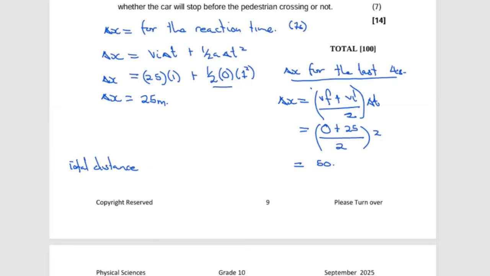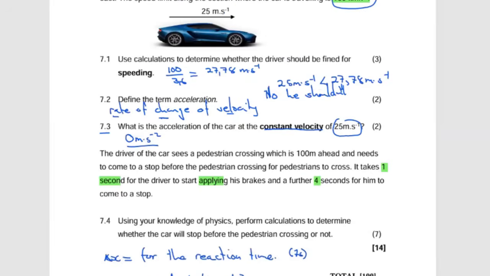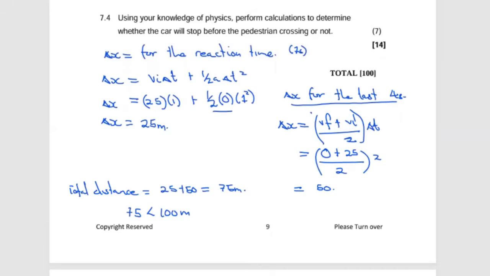Therefore, the total distance that I'm going to travel is 25 plus 50, which gives a value of 75 meters. After that, I'm going to say 75 meters is less than the 100 meters. So how far was this pedestrian? The pedestrian was 100 meters away. Therefore, what does that mean? It means he stopped before the pedestrian crossing. So the car will stop. As a conclusion, we'll say the car will stop before the pedestrian crossing.